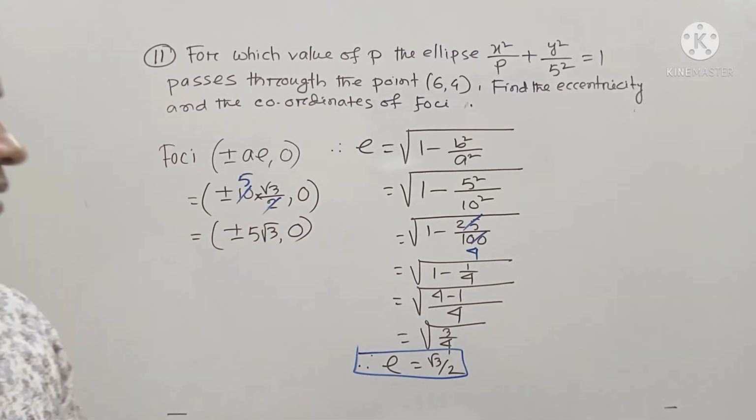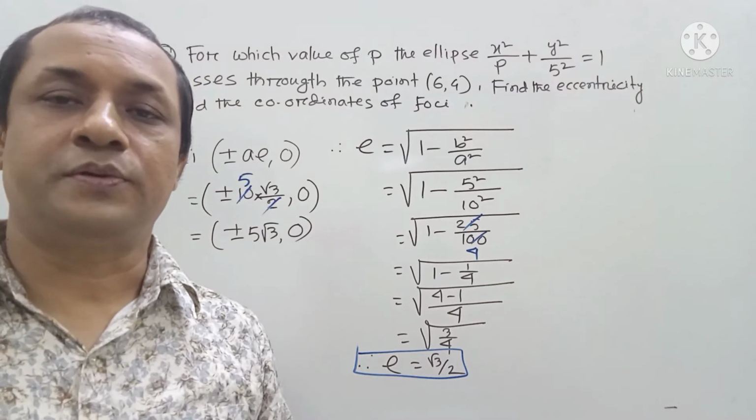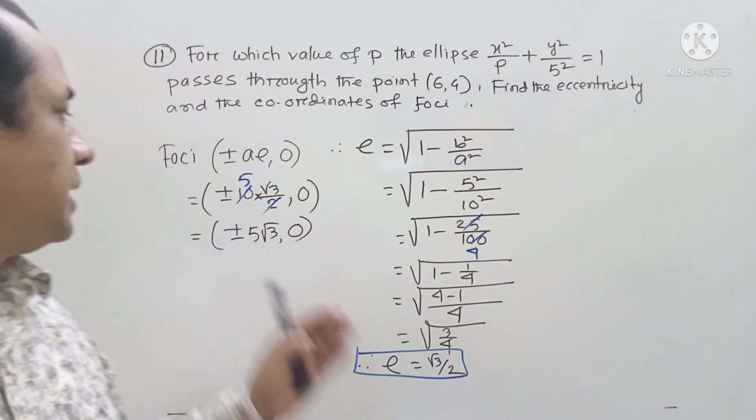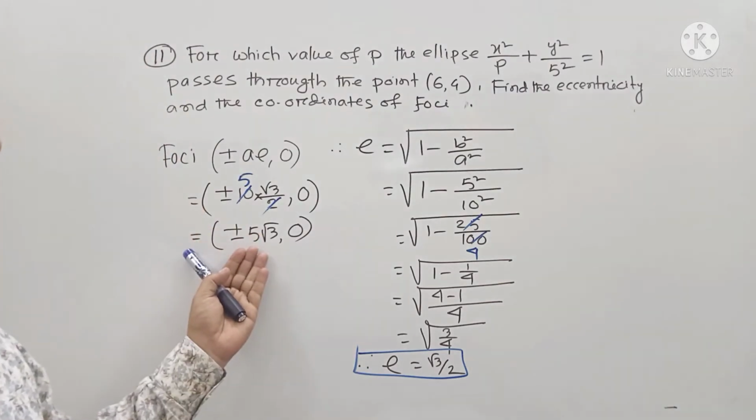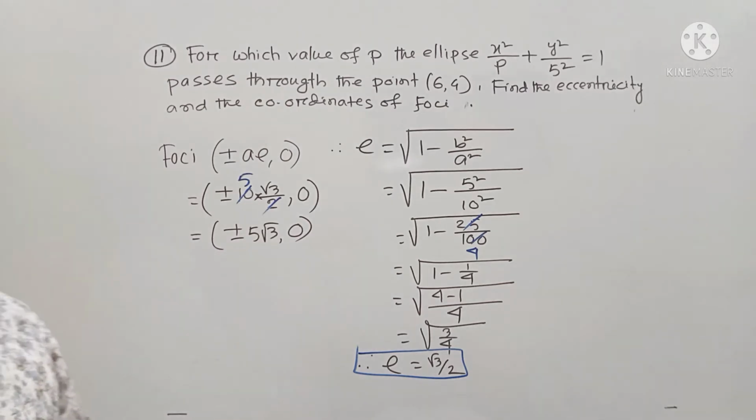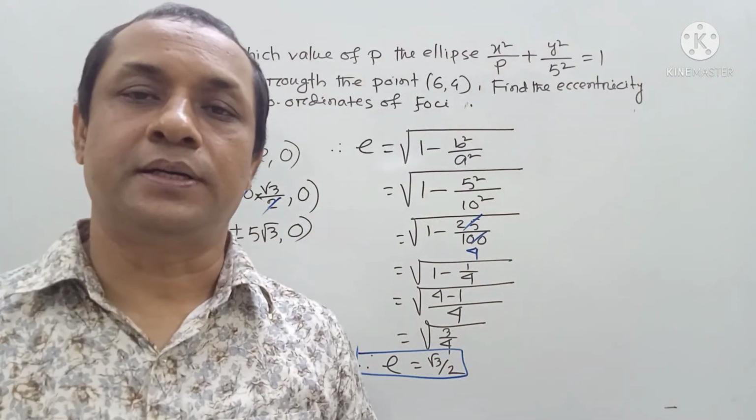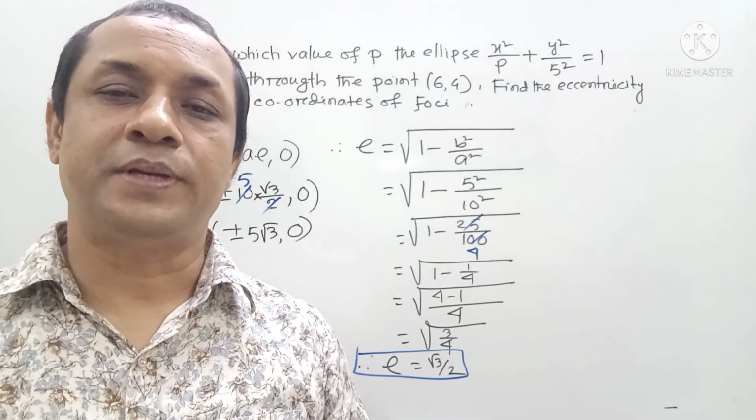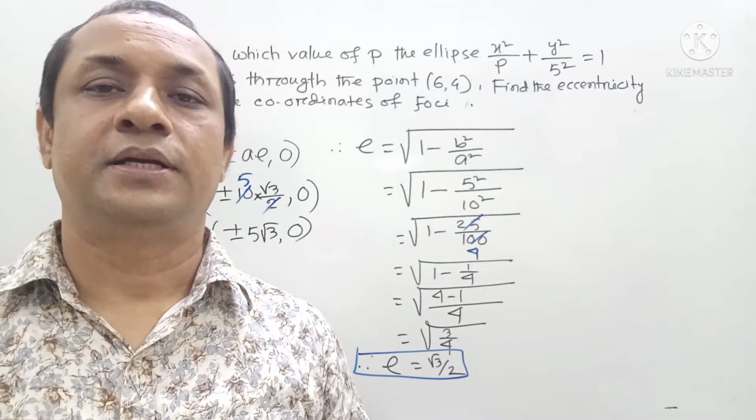So student, here the required eccentricity equals to root 3 by 2 and the coordinates of the foci are plus minus 5 root 3, 0. I hope that, student, you are clear.